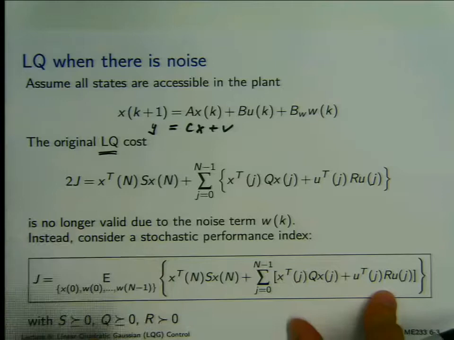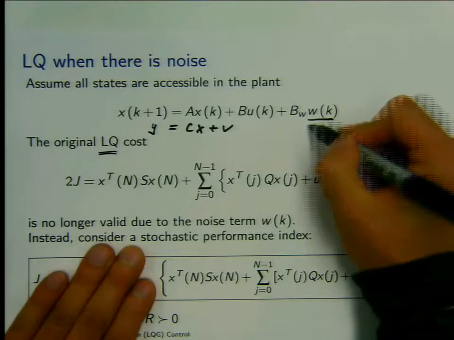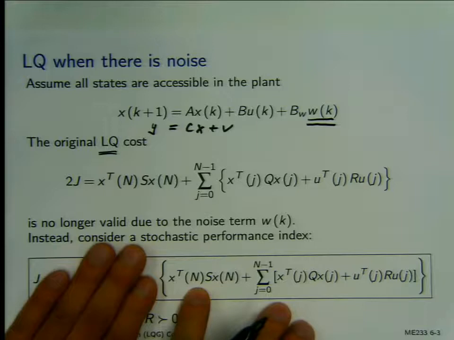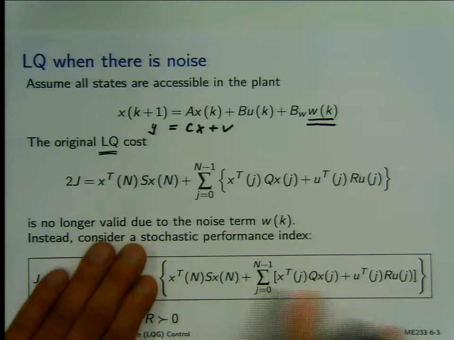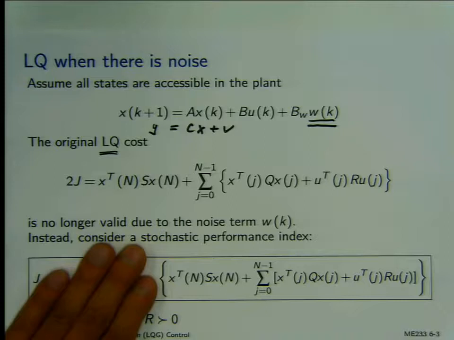Now, if you have a system that looks like this, you have the noise term. Question: is this term deterministic or random, if you have noise in the system? It's random because the state is going to contain information of the noise. So this is going to contain noise information.